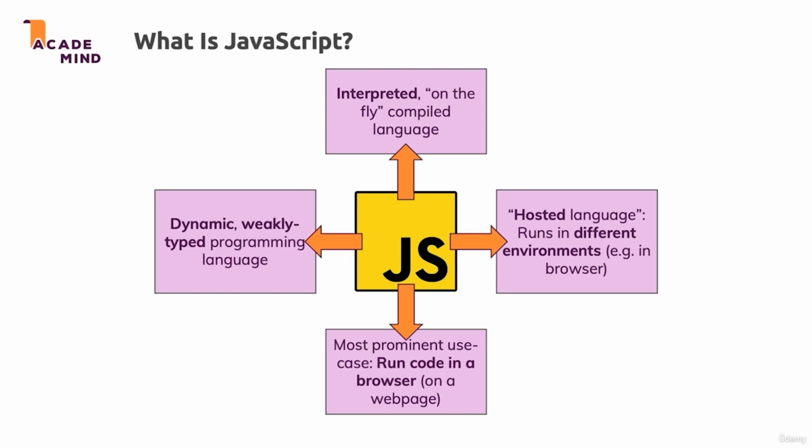So now we understand why we use JavaScript and what it allows us to do. But what do these terms, dynamic, weakly typed, and interpreted, as well as hosted language, mean in detail?